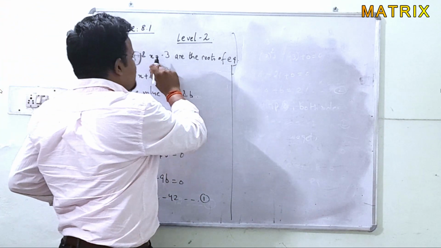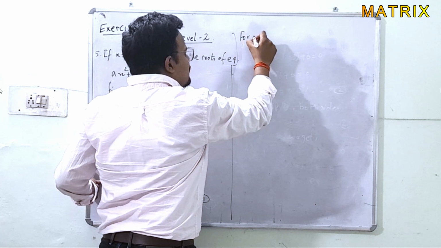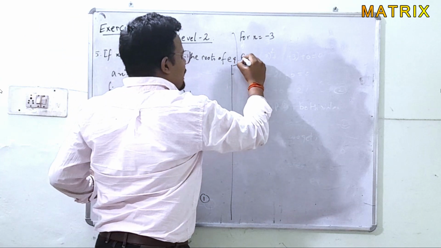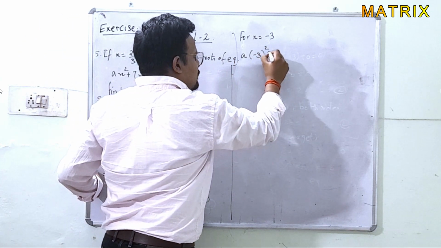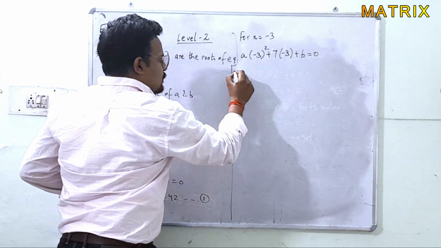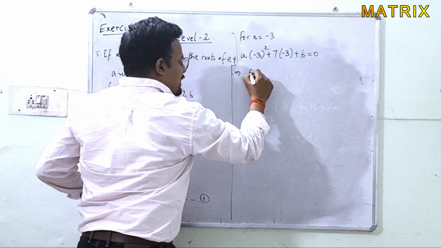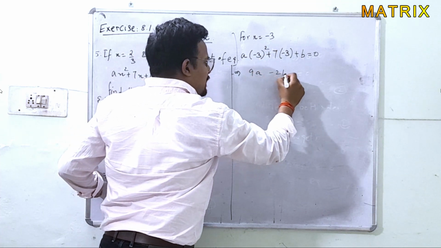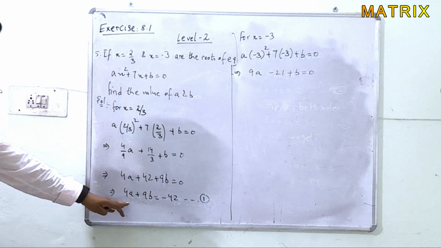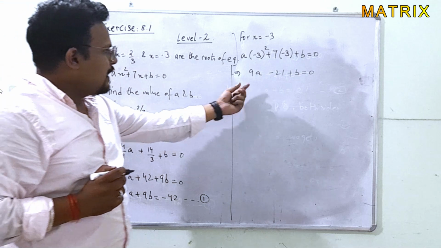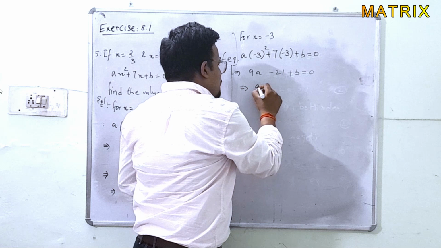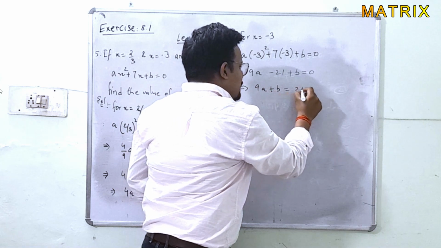Now let's solve for x is equal to minus 3. For x is equal to minus 3, what do we have? So we can put it in this equation only. So this will be a multiplied by (minus 3) raised to power 2 plus 7 times minus 3 plus b equal to 0. So minus 3 square will be 9a and this is minus 21 plus b equal to 0. Yes or no? So we are having 4a plus 9b is equal to minus 42. We are having 9a plus b minus 21 equal to 0. So this can be written as 9a plus b is equal to 21.